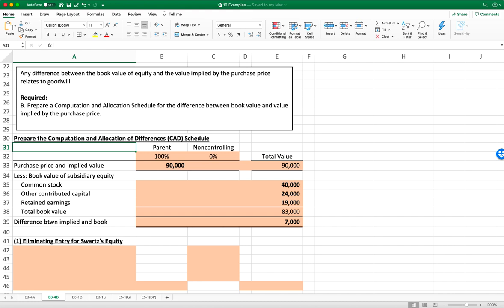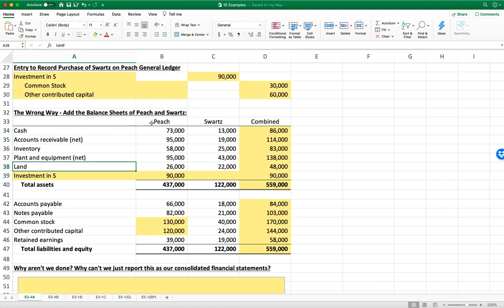Now that we have our computation and allocation of differences schedule, we can use this to put together our eliminating entries that we need in order to put together a consolidated balance sheet. So we need to remember that our starting point is we're going to take our parent general ledger and add to it our subsidiary general ledger, like we did when we did this example the wrong way previously. So we took our parent general ledger and added to it our subsidiary general ledger, which gave us this combined column. We need to figure out what adjustments need to be made to this combined column in order to get us to a consolidated balance sheet that makes sense.